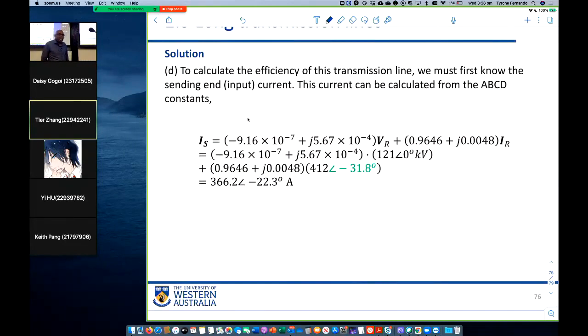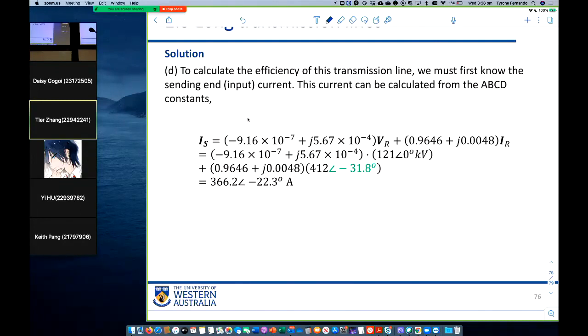So now we have to calculate the efficiency of the transmission line. The efficiency of the transmission line is, we have some power injection from the sending end, and we receive some power at the receiving end. So the efficiency is how much power we receive compared to how much power we inject. If the losses in the transmission lines are less, then we have a higher efficiency.